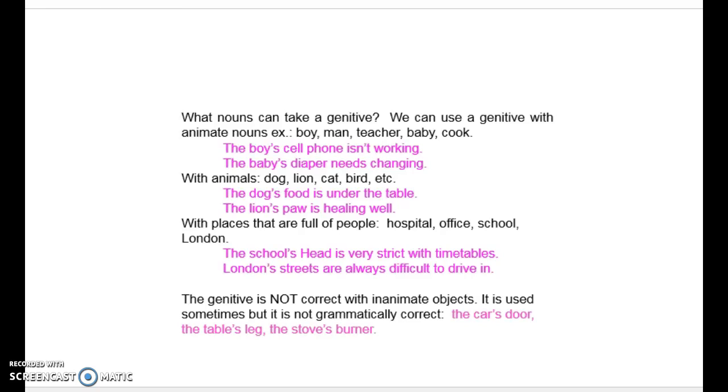The genitive is not correct with inanimate objects. It is used sometimes, but it's not grammatically correct. It is rather informal, and so we don't say the car's door, or the table's leg, or the stove's burner. Yes, we say the door of the car, the leg of the table, or the burner of the stove. So don't use the genitive with inanimate objects.